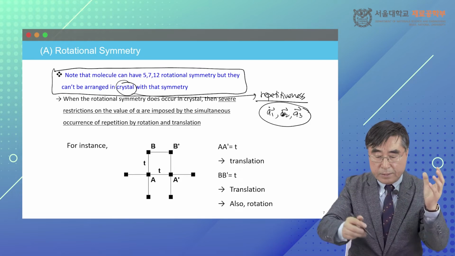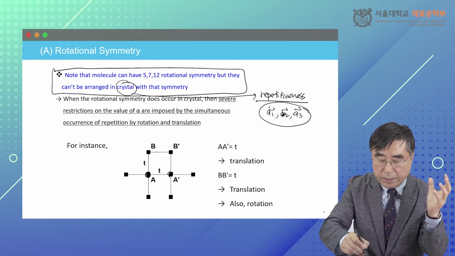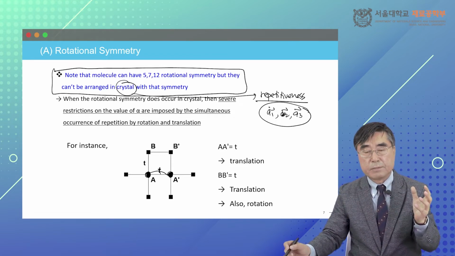What I meant is this. For instance, you have one lattice point in here, one lattice point in here, with T1 translation vectors.